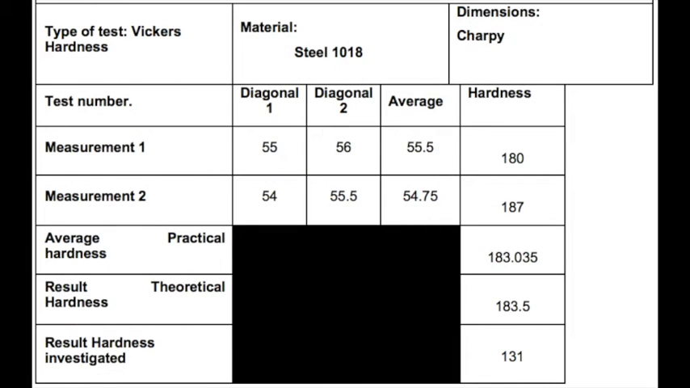For the steel 1018, I performed two tests as well. For the first measurement, I got 55.5 average, and for the second one, 54.75 average. For the first measurement, I got a 180 hardness Vickers, and for the second one, I got a 187 hardness Vickers. The average practical hardness was 183.035, and the theoretical hardness was 183.5, and the investigated hardness was 131.